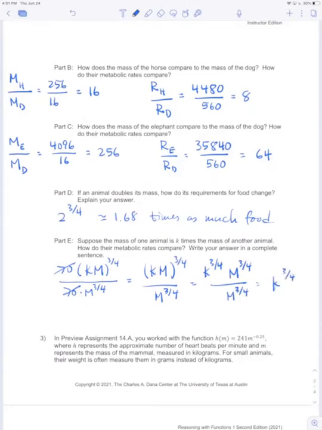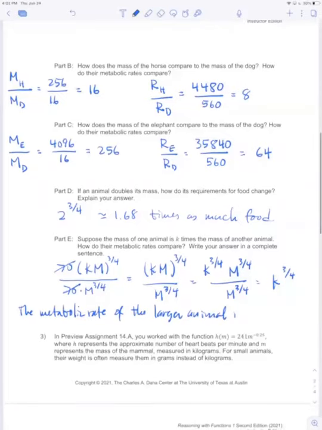And if we write this in a complete sentence, we could say the metabolic rate of the larger animal is k to the 3/4 times the metabolic rate of the smaller animal.